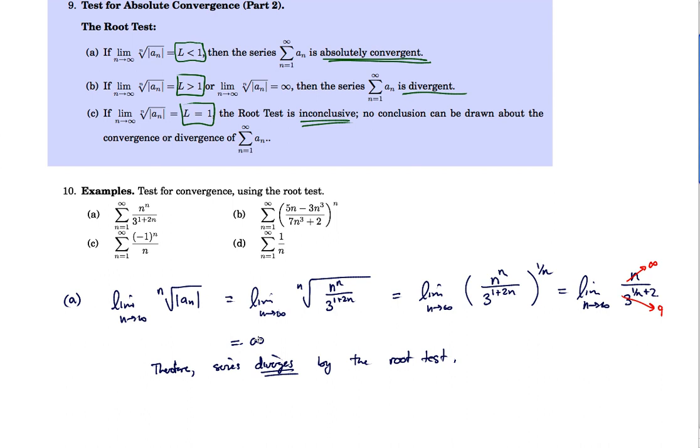So if we want to think about it this way, remember our goal is to try to figure out, are the terms going to 0, and are they going to 0 fast enough? And by fast enough, we mean going to 0 fast enough so that the integral converges.